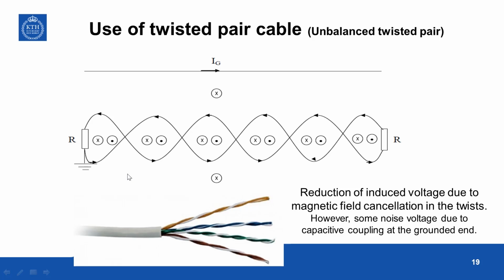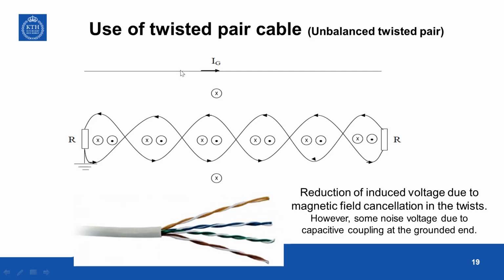Another way is the use of twisted pair cable. So how is it working? It is illustrated in this particular case, where we have a twisted pair cable of this form, showing one twist only. In these two conductors, one may be connected to a reference on one end or both ends.